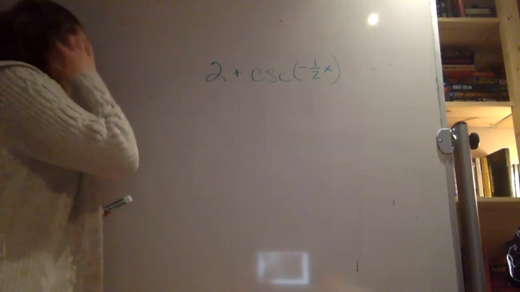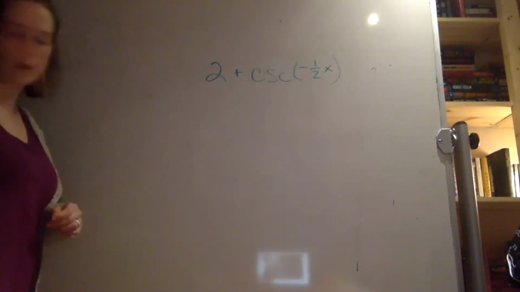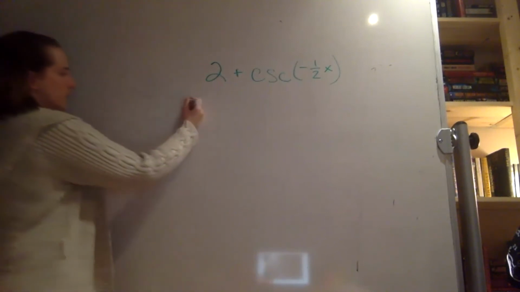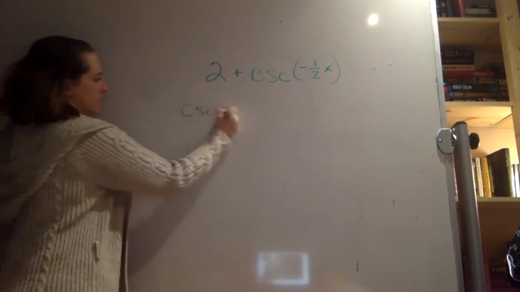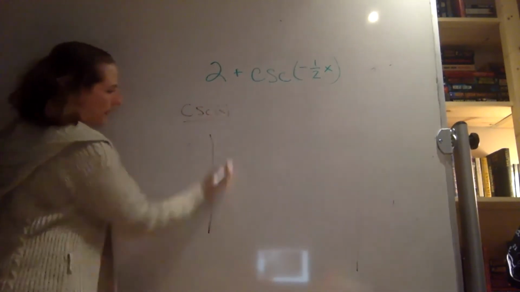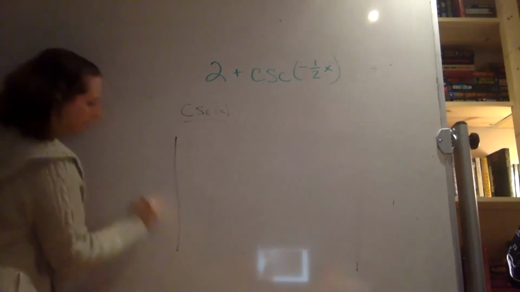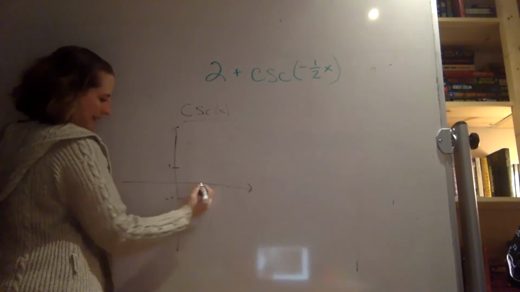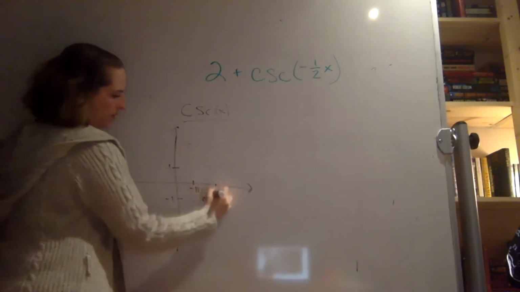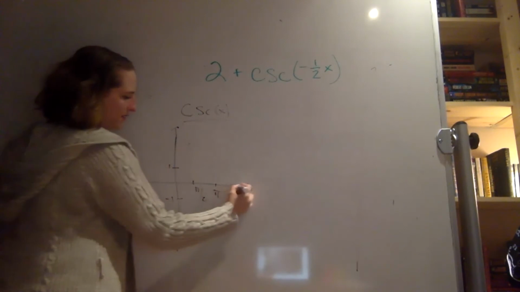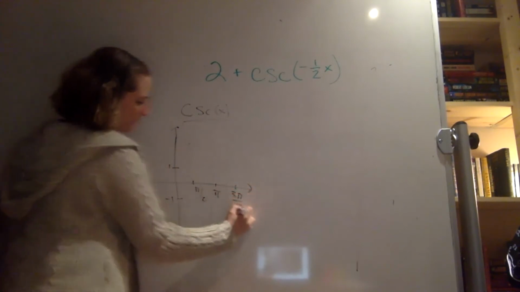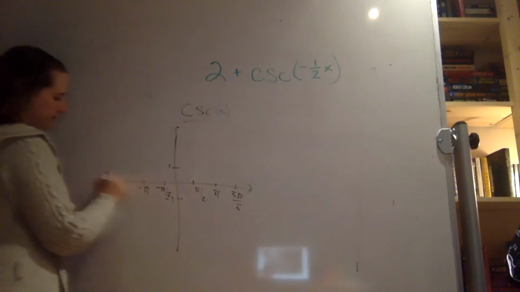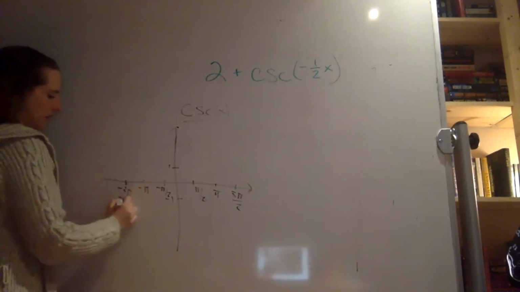Okay, so let's try and sketch a graph of 2 plus cosecant of -1/2 x. To start with, let's sketch a graph of the basic cosecant function. Give myself a little more room here. I'm going to mark 1, -1, positive pi over 2, positive pi and 3 pi over 2. Then we'll do negative pi over 2, negative pi, and negative 3 pi over 2.